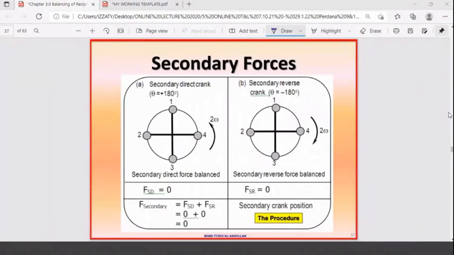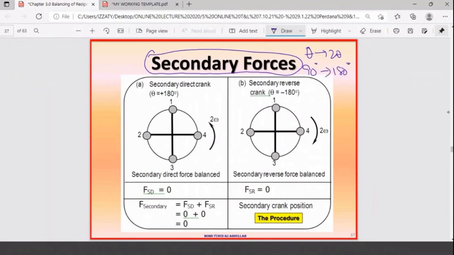Look at this one. This time we're going to construct secondary. What does it mean for secondary? It means that from theta we move to 2 theta. From 90 we move to 180 degrees. It doesn't matter whether positive, negative. Just move twice from the primary.